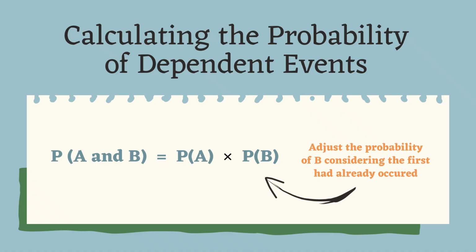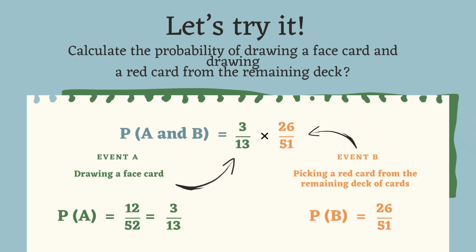Calculating probability of dependent events. We have the probability of A times the probability of B, adjusting the probability of B, considering the first event had already occurred. Okay, let's try this one. Calculate the probability of drawing a face card and drawing a red card from the remaining deck.